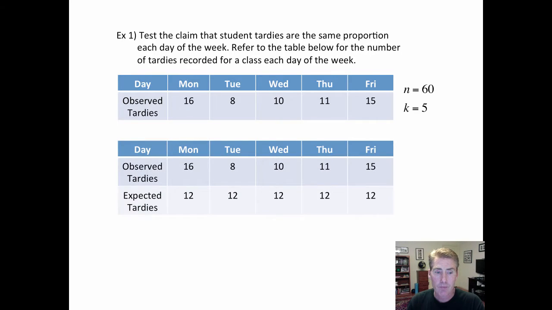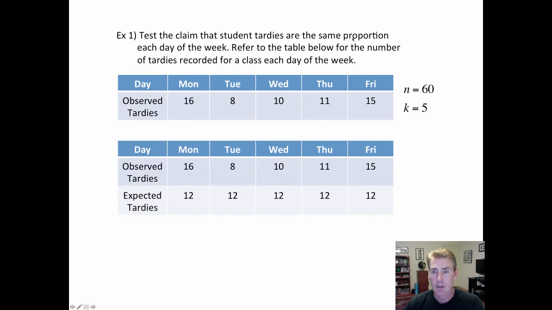Next up, expand the table a little bit, make another row, and you find the expected values. Since it says same, there's actually two ways to find the expected values. One is, if they're all going to be the same, you could take the total of 60, divide it by 5 days a week, and you'll get 12. So all of these should be the same, 12.